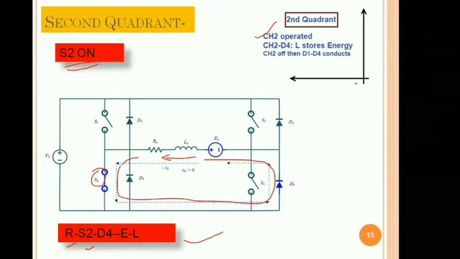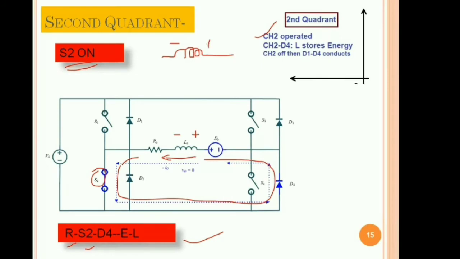During that time, the inductor is getting charged with plus and minus like this. The inductor is getting charged with the left side minus and the right side plus. During this time, since it will be acting as a short circuit, there is only the current flow.